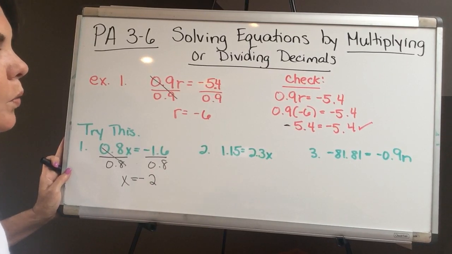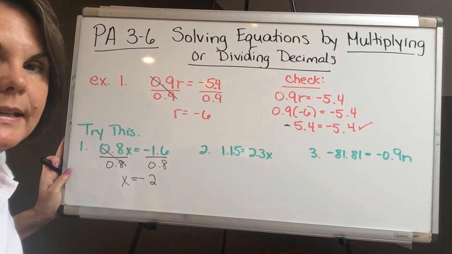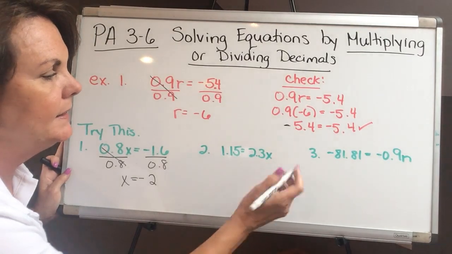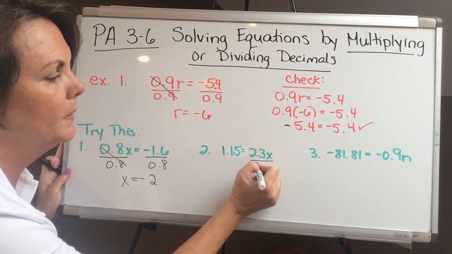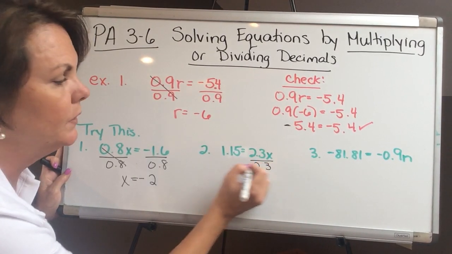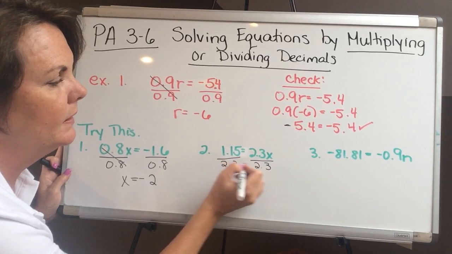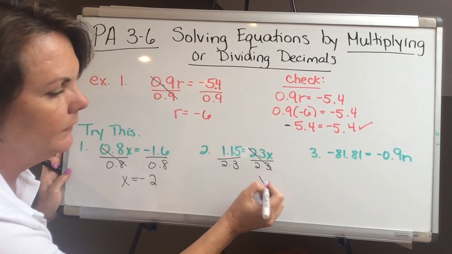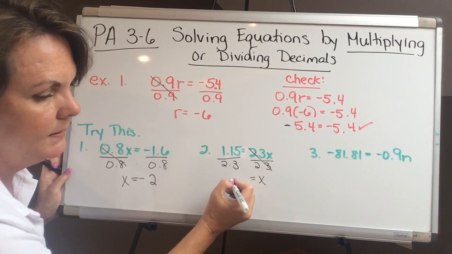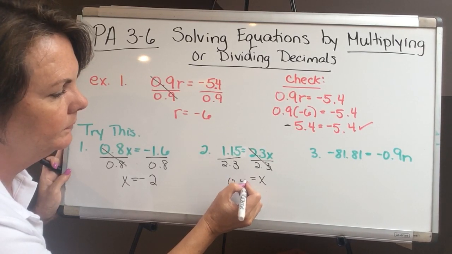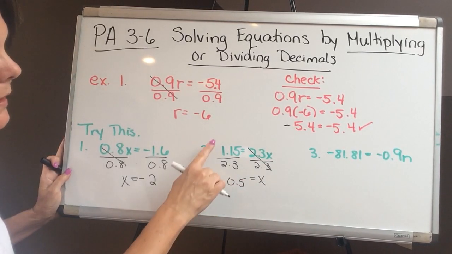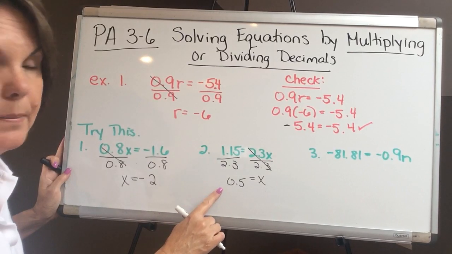Look at number 2. 1.15 equals 2.3x. 2.3 is attached to the variable through multiplication, so you are going to use division on both sides. This cancels, leaving you with 0.5. And then again, a positive divided by a positive is a positive.